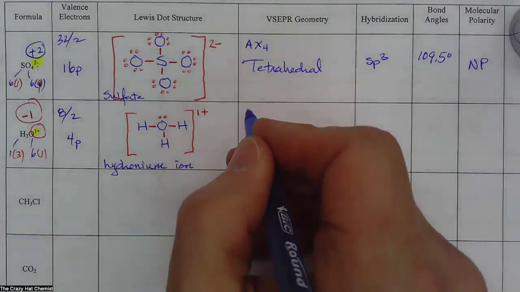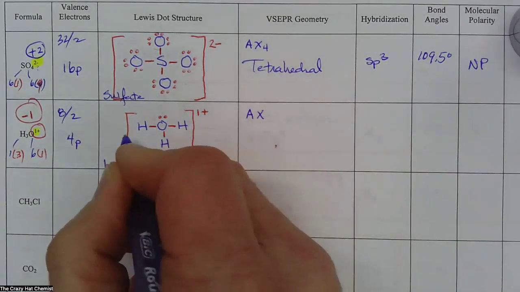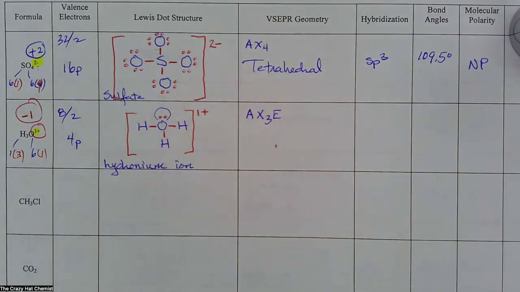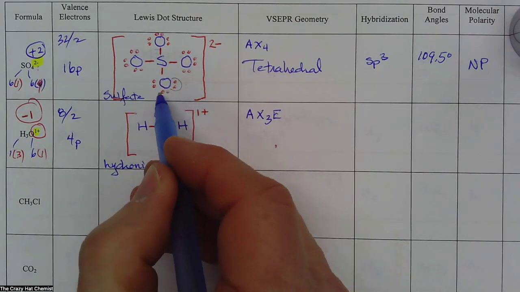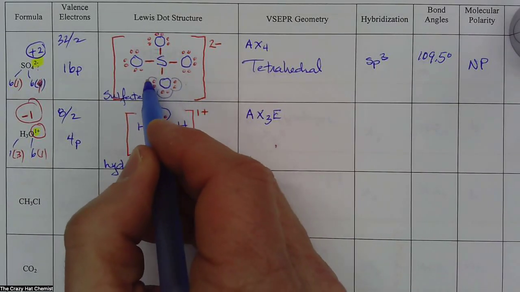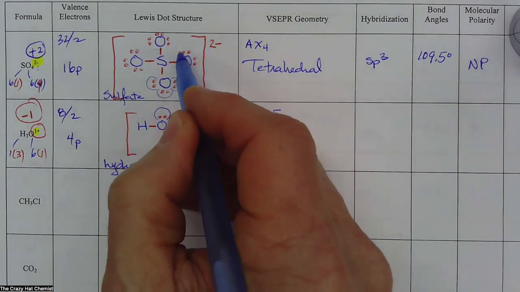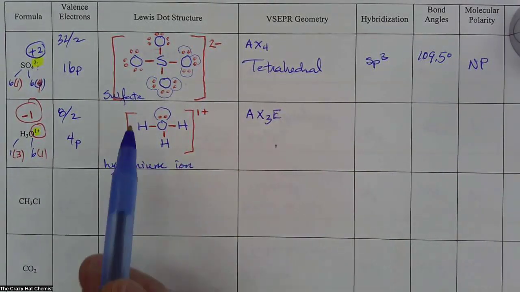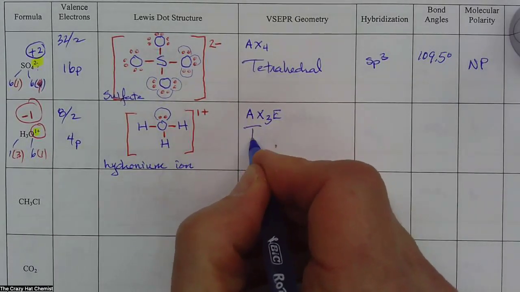Okay, that VSEPR geometry is A for that oxygen, X for each of the hydrogens, that's 3, and E for this lone pair of electrons on that central atom. Do you notice that I did not include an E for any of these other lone pairs? Why not? Because these lone pairs are not on the central atom. It's only the lone pairs on the central atom that are included in the geometry notation. This is trigonal pyramidal.